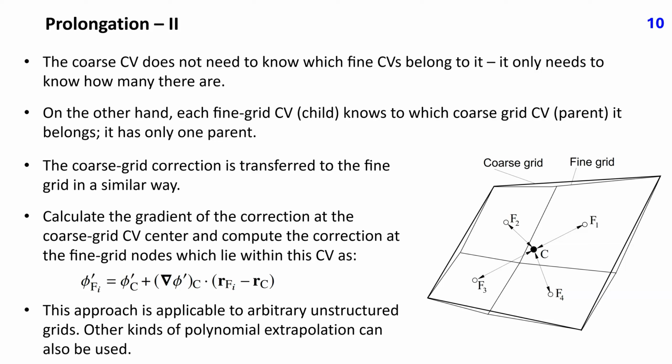The coarse grid correction is transferred to the fine grid in a similar way. We calculate the gradient of the correction at the coarse grid cell center and compute the correction at the fine grid nodes which lie within this control volume as a function of the correction at node C, its gradient there, and distance vector from node C to nodes Fi. This approach is applicable to arbitrary unstructured grids. Other kinds of polynomial extrapolation can also be used.